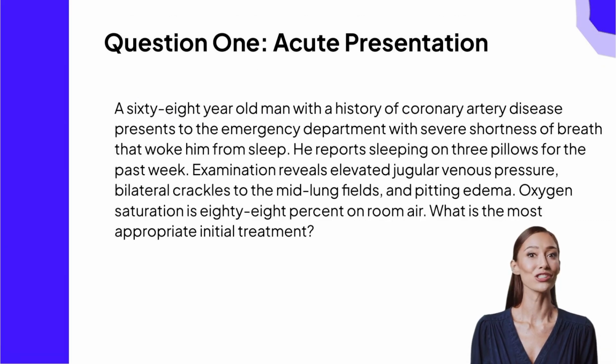Let's work through our first question. Read this stem carefully. Notice the patient woke from sleep with shortness of breath. He's using 3 pillows. He has elevated JVP, bilateral crackles, and peripheral edema. Oxygen saturation is low. What pattern do you recognize? What's the first-line treatment for this presentation? Take a moment to think before we go through the answer.